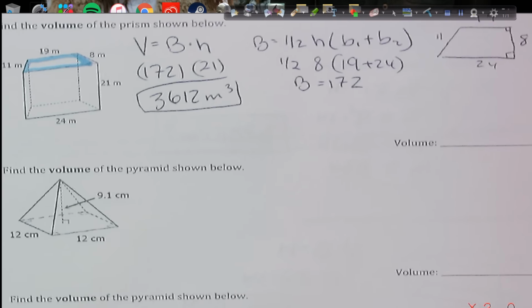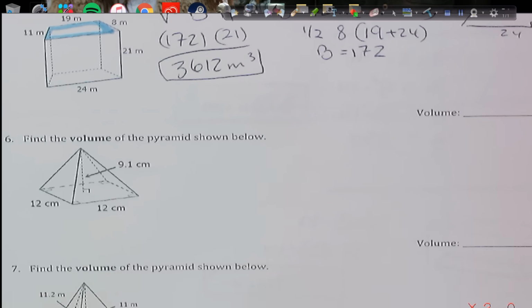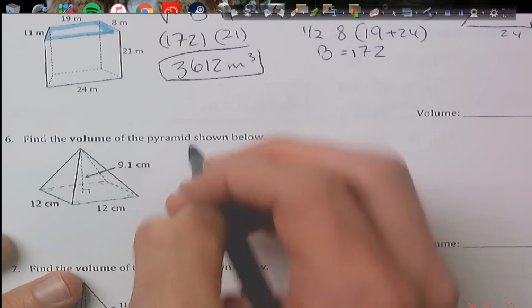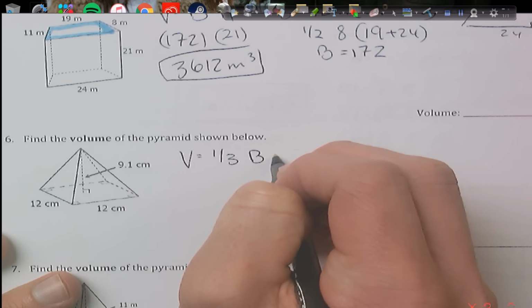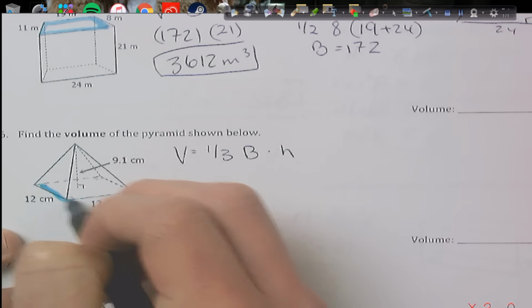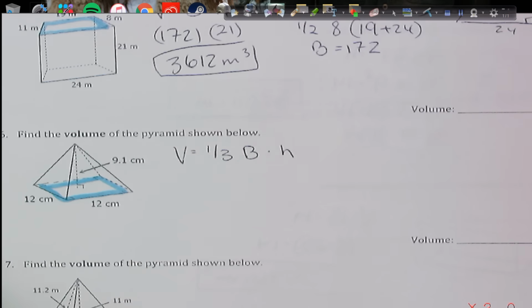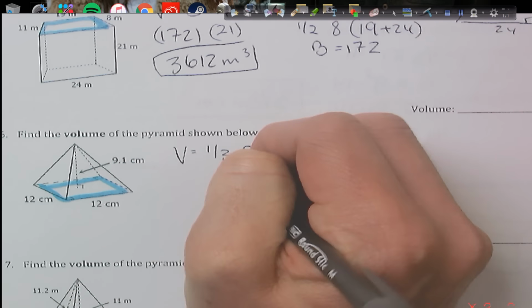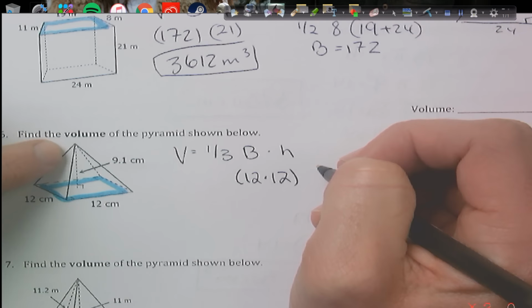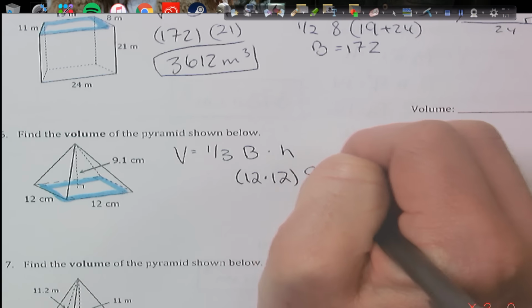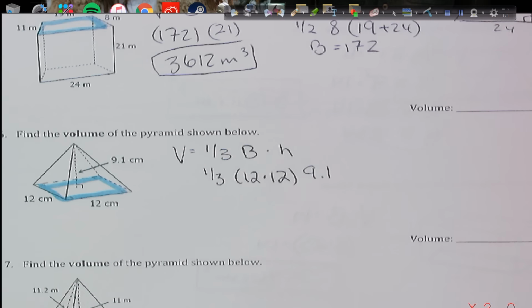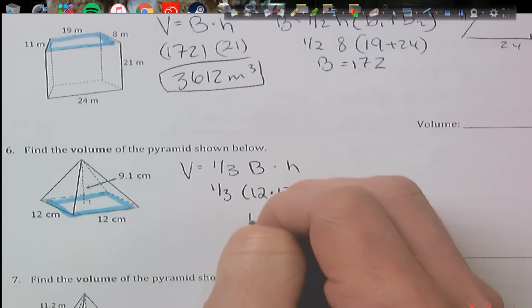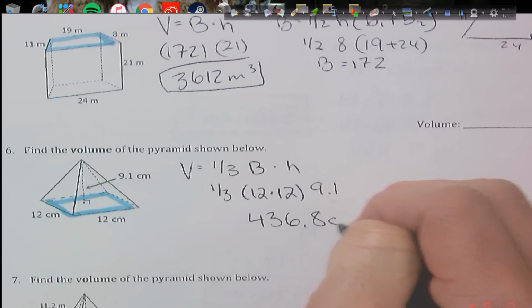Okay. All right, next, number 6, the volume of the square pyramid. It should say square pyramid, but we know this is going to be 1/3 big B times h. Again, my base figure is a square, so to find the volume, I'm just going to do 12 multiplied by 12, and the height is perpendicular right here, so that looks good. 9.1 and 1/3. And again, if you need to use a highlighter on the test, I recommend it. And I'm just throwing all this in my calculator and then dividing by 3, and we get 436.8 centimeters cubed.